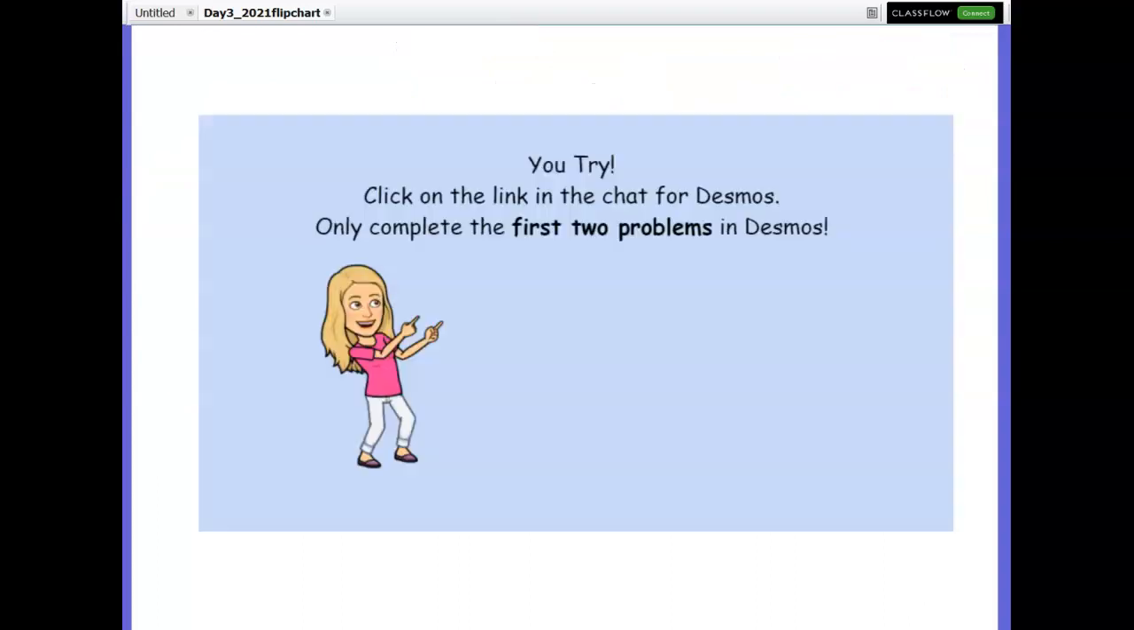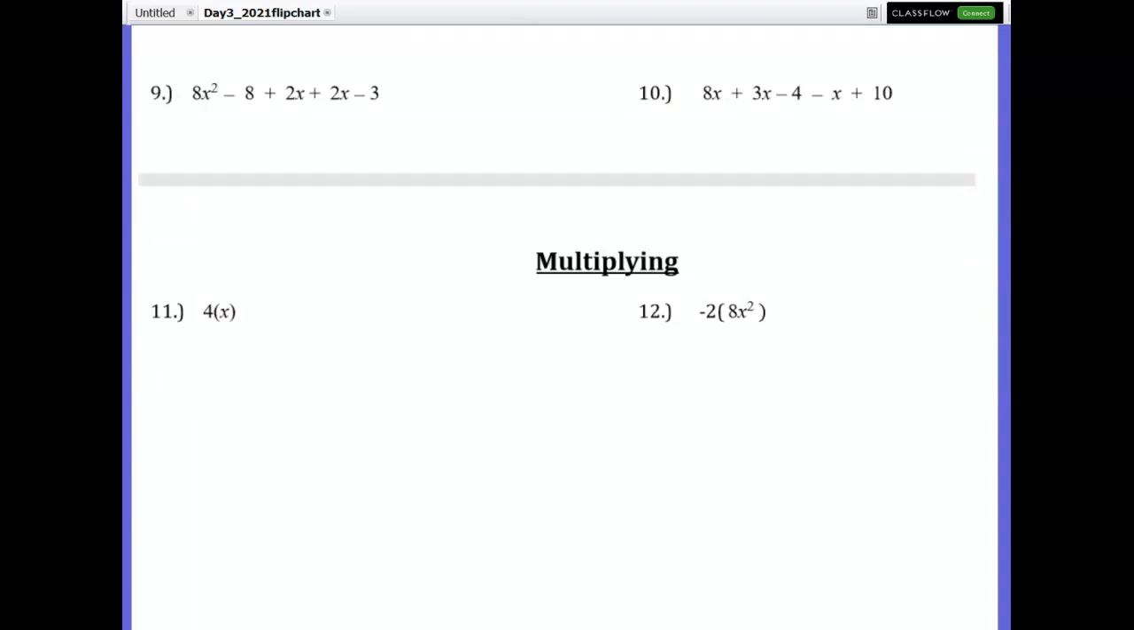Okay. All right. So looking at, we're actually going to try 9 and 10. Why don't you pause the video and try them? And then as soon as you're done trying them, come on back and you can compare them to the answer that I get.